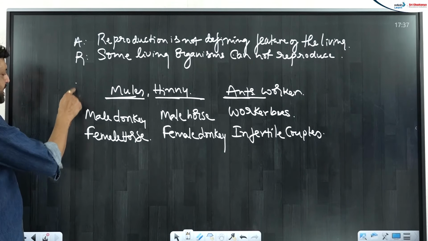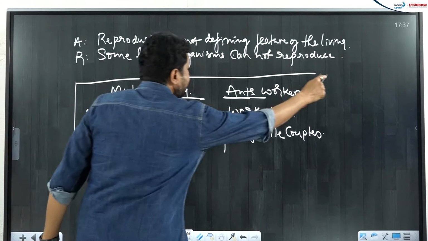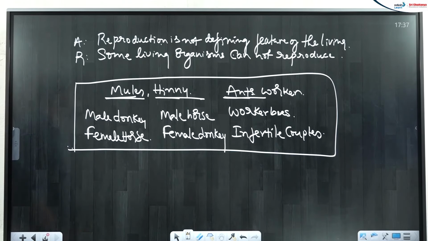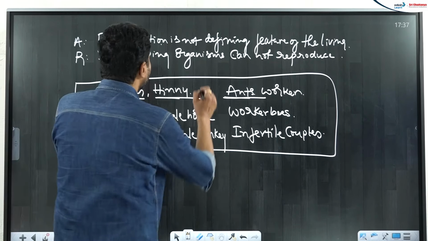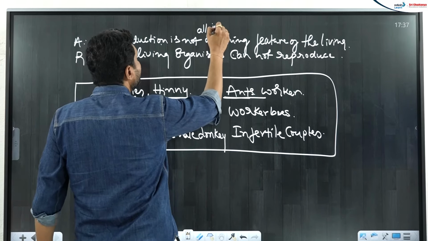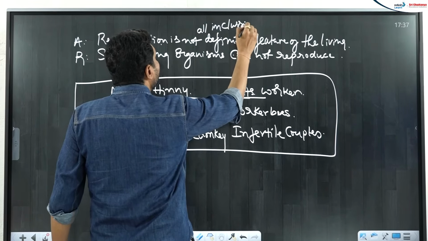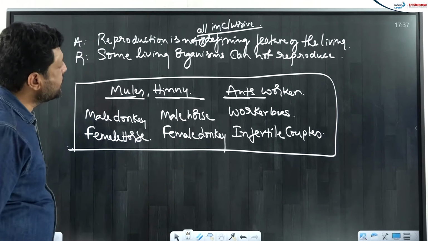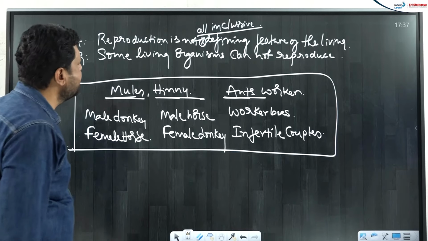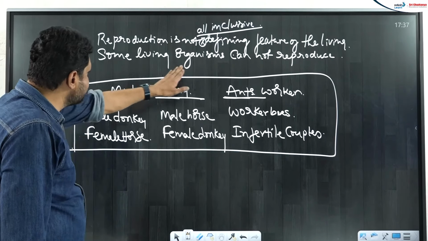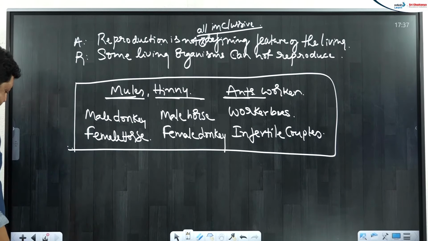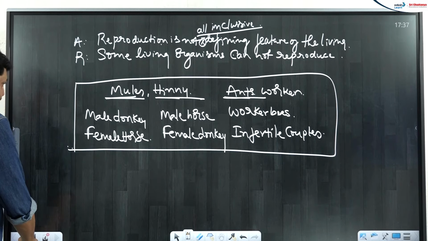So these are living organisms, but they cannot show reproduction. So reproduction is not a defining feature of the living organisms. Reproduction is not all inclusive. I forgot this line. Here reproduction is not an all inclusive defining feature of the living organism, because some organisms are living but cannot reproduce. Both are true. Correct explanation. Shall I go for the next page? Over.